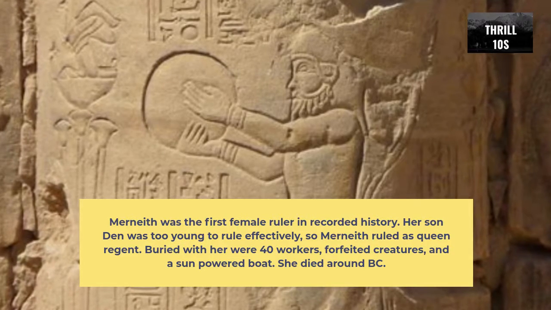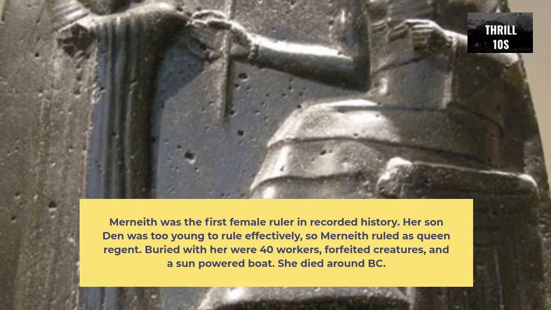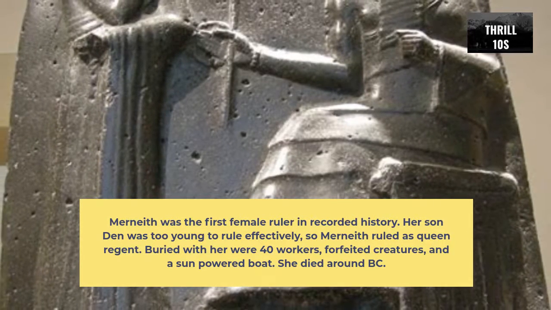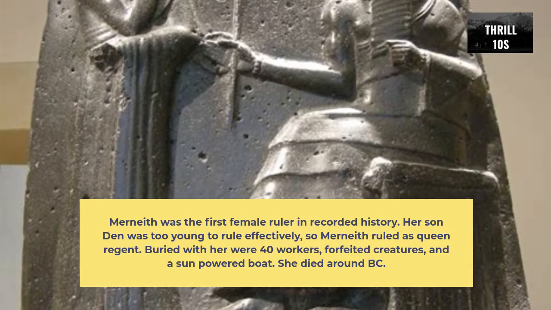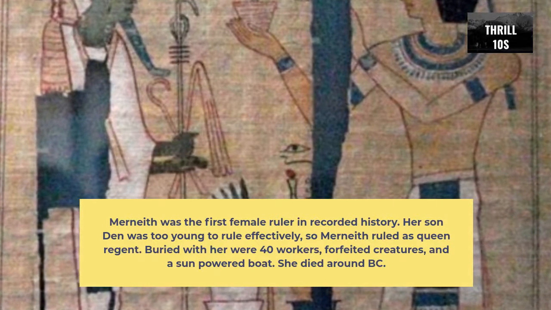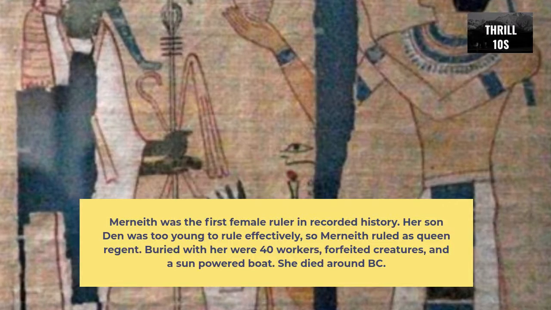It is difficult to know for certain, but what we can be sure of is that Merneth's burial chamber was just as extravagant as any king's, which was not typical of a queen mother. Buried with her were 40 servants, sacrificed animals, and even a solar boat. Such boats were buried inside burial chambers so mummies could use them to sail in the sky with Ra, the Egyptian god of the sun.